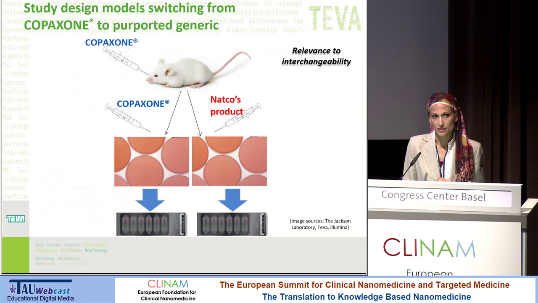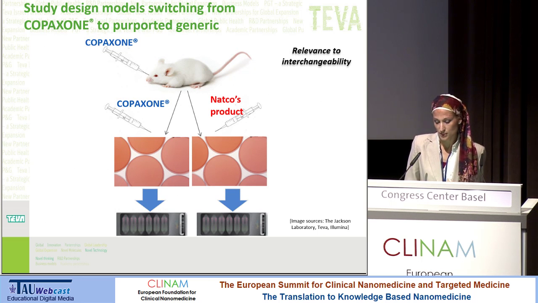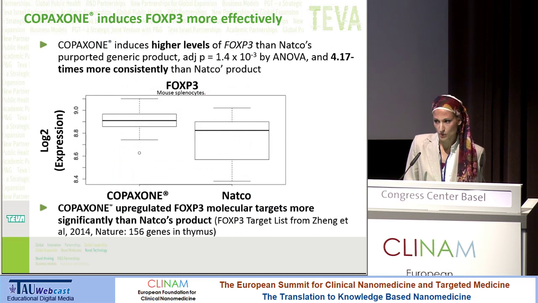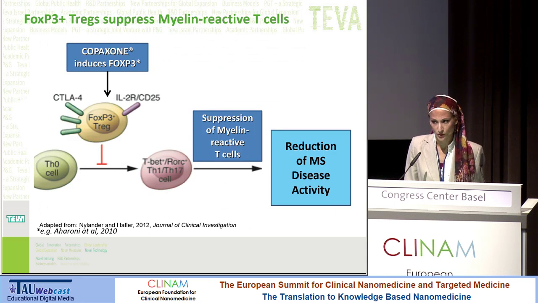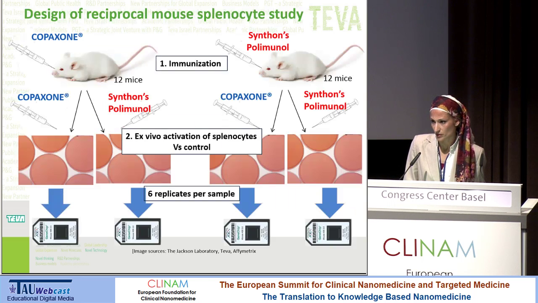Then we applied various different experimental designs to better understand Copaxone and then compare to Glatiramoids. Here, this is one experiment in which we aim to model switching or interchangeability. We see marked differences in FOXP3, which I mentioned earlier is important for the mode of action of Copaxone and specifically for MS disease severity.